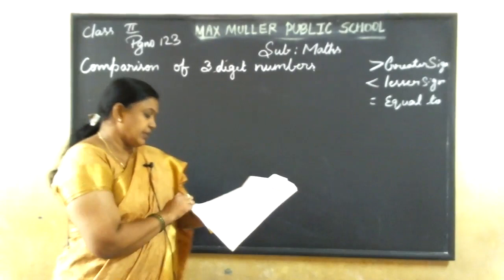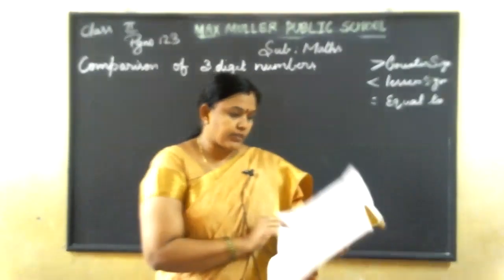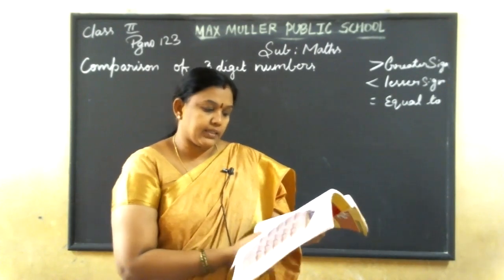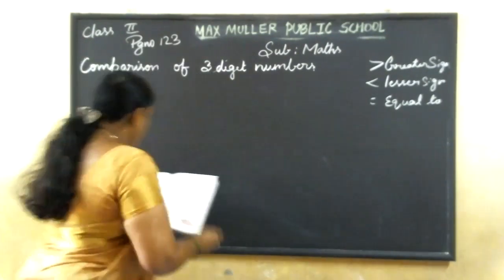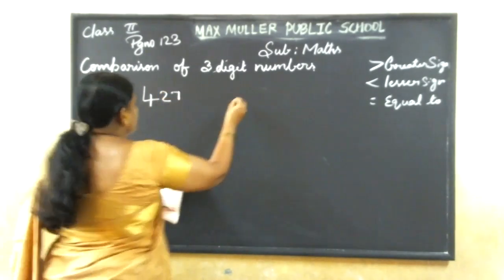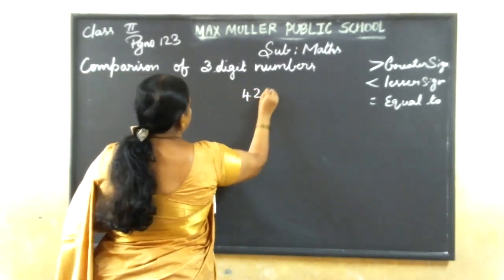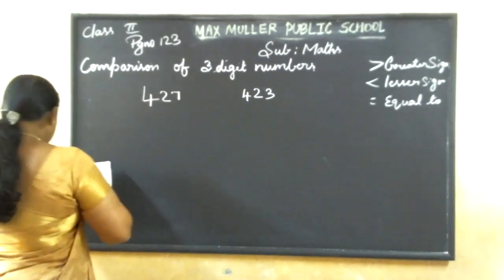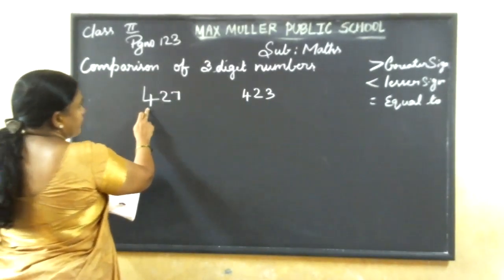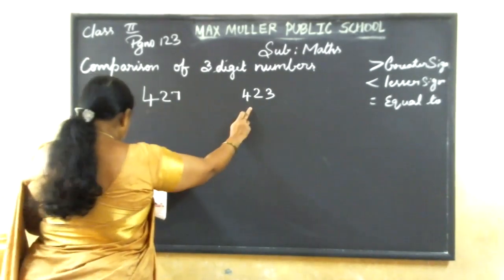Comparison of numbers. We will do a few examples first, children. After that we will go to exercise number 4. Now open page number 123. There are two numbers in number 3. See, in the box they have given 427 and 423. See the digits in the hundreds place. In the hundreds place, here 4, here also 4.